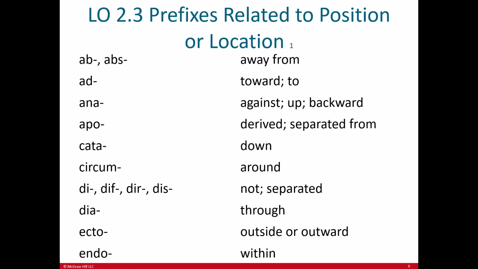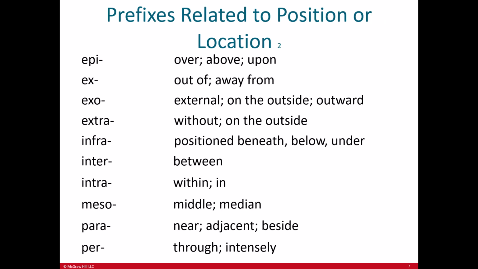And then we have endo, that's within. We also have epi, which means over, above, or upon. You'll see this one quite a bit. Ex means out of or away from. Think if you're going towards the exit, right? You're getting out of where you are. Exo is external, on the outside or outward. Extra is without or on the outside. Infra is positioned beneath, below, or under.